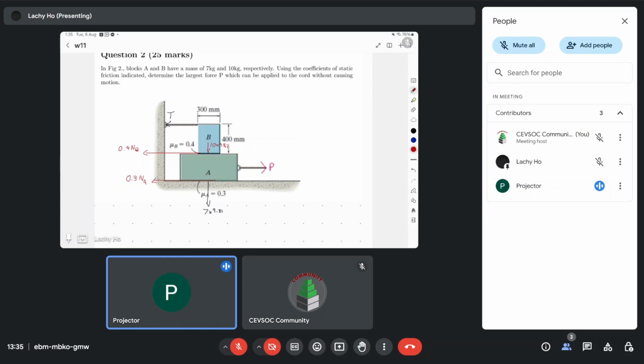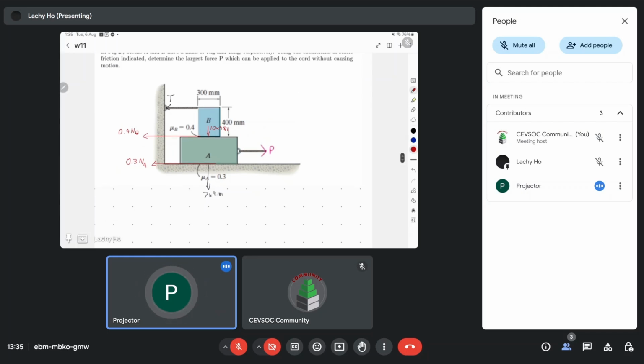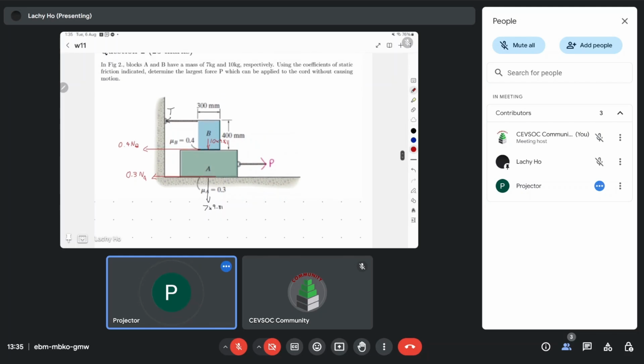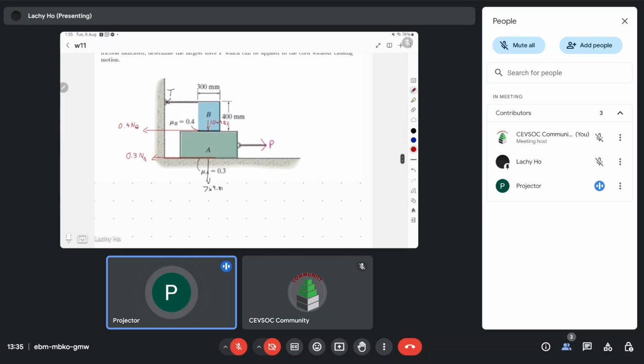So let's do that. So we can figure out, well, what are we trying to figure out? We're trying to see how far we can pull P before it starts to slide. And so let's look at the resisting forces. So we have 0.3. So let's do some of the forces.